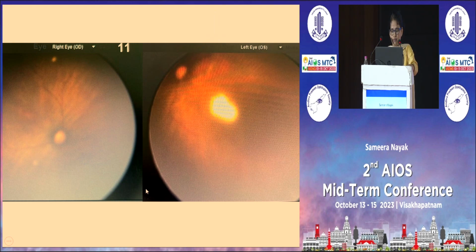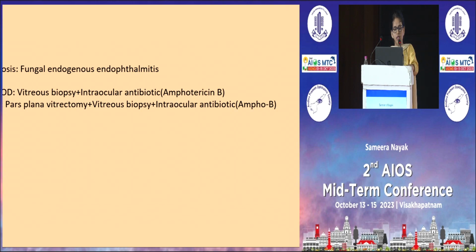In the left eye, the fluffy exudate was very prominent, and it was protruding towards the vitreous cavity. We diagnosed fungal endogenous endophthalmitis in both eyes, and we planned vitreous biopsy and intraocular antibiotic in the right eye. And for the left eye, we planned pars plana vitrectomy, vitreous biopsy, and intraocular antibiotic.